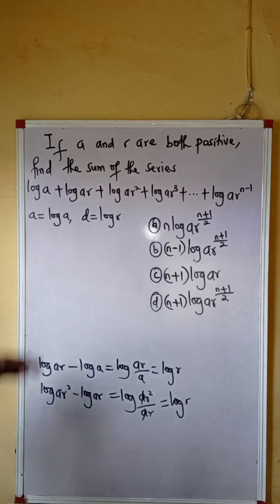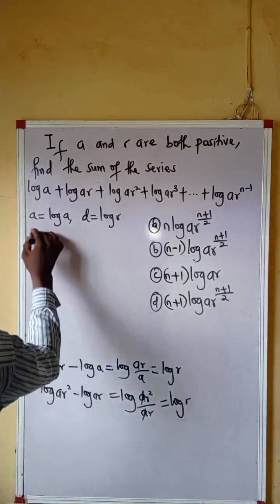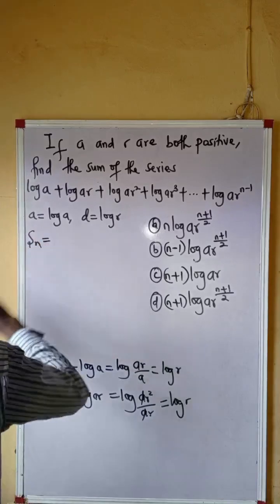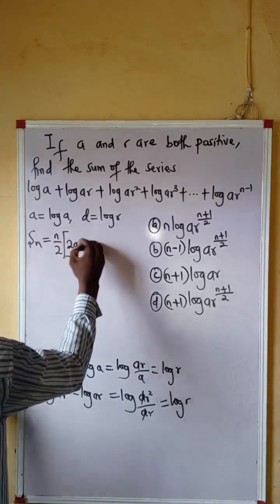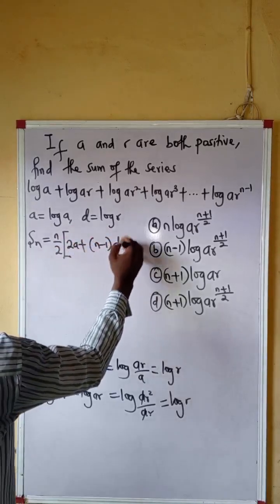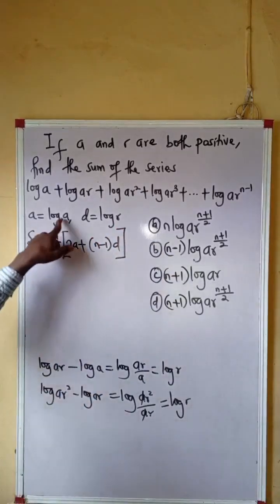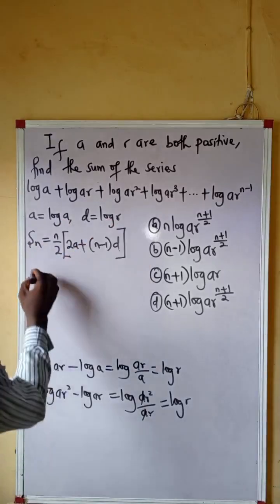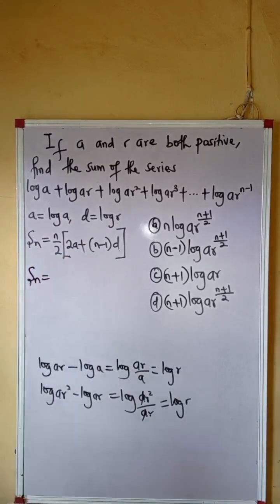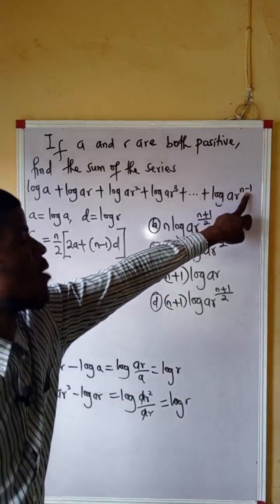Alright, we are looking for the sum of the series. For the sum, Sn is equal to n over 2 into 2a plus n minus 1 times d, where a is log a and d is log r. Since I have the nth term of the sequence already, that's log ar to the n minus 1.